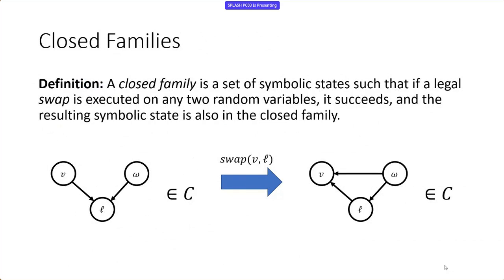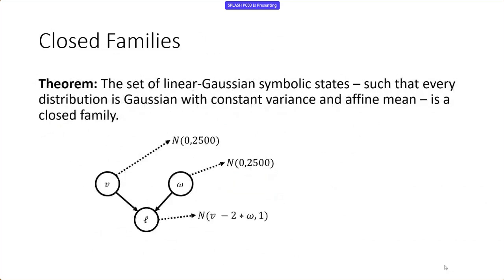A closed family is a set of symbolic states such that two things are true. First of all, if I try to swap any two variables in a symbolic state in the closed family, the swap is going to succeed in the sense that there will always be some sort of conjugate prior that it can exploit. And second of all, the resulting new symbolic state is going to be in the closed family. A classic example of a closed family is the linear-Gaussian closed family. If all your distributions are Gaussian and all your functions are affine, you are in the linear-Gaussian closed family.